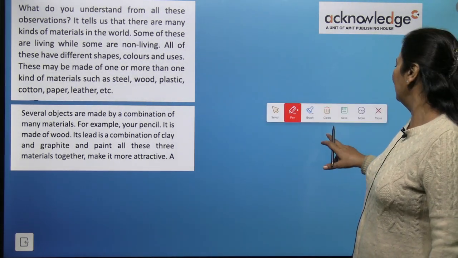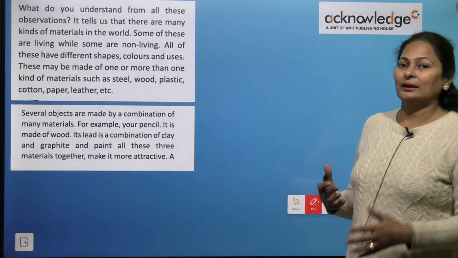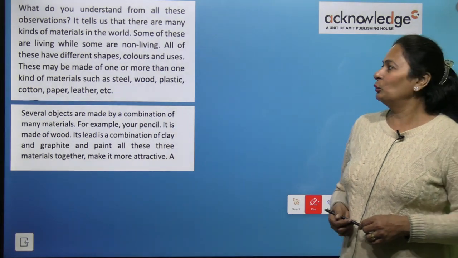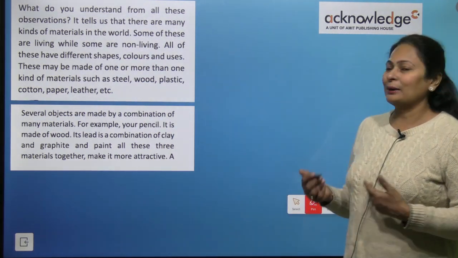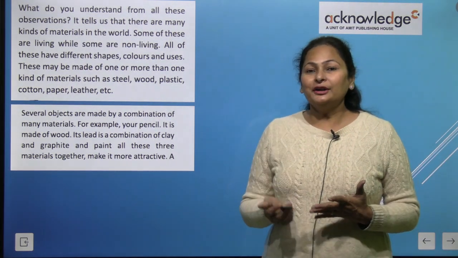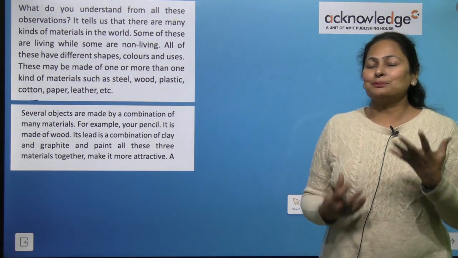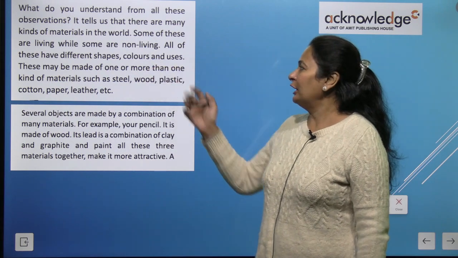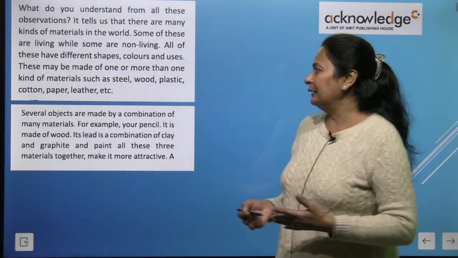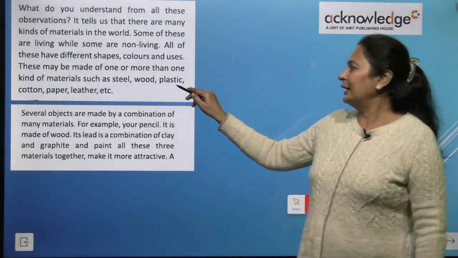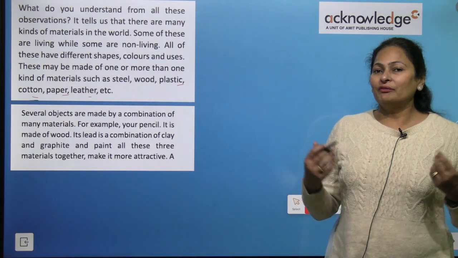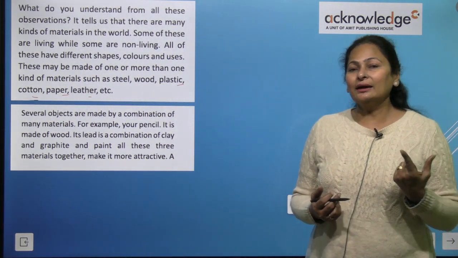Now what do you understand from all these observations? So let's see what the things are made up of. It tells us that there are many kinds of materials in the world. Some of these are living and some are non-living, right? All of these have different shapes, different colors and different uses also. We use the things as per our need, right? These may be made up of one or more than one material, such as steel, wood, plastic, cotton, paper, leather, etc. Right? So several objects are made up of a combination of materials or of a single material.